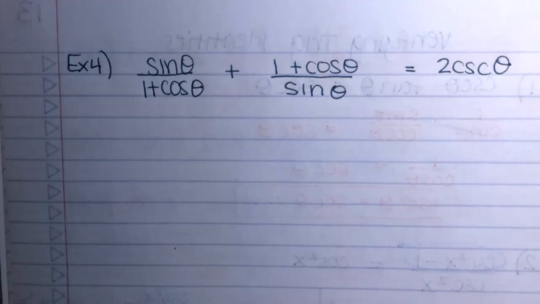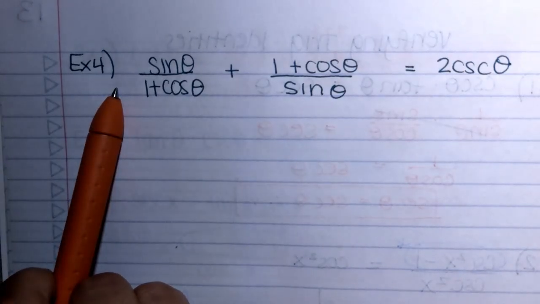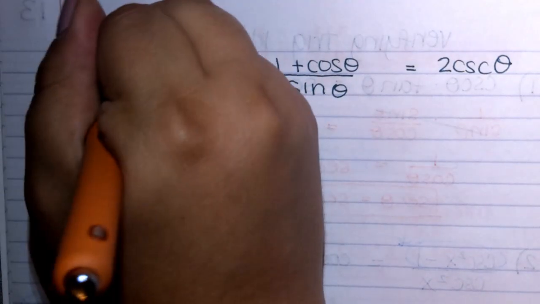What should we do here? Common denominator. You could do the conjugate and approach this a completely different way. There's multiple ways to do these. I'm going to do common denominator because, in my opinion, it's easier. So what am I going to multiply this side by? Sine of theta.